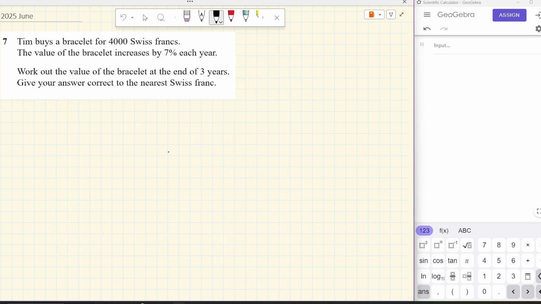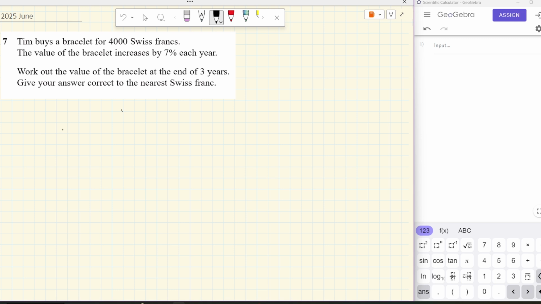Tim buys a bracelet for 4,000 Swiss francs. The value of the bracelet increases by 7% each year. Work out the value of the bracelet at the end of 3 years. Give your answer correct to the nearest Swiss franc. So it is increasing year by year. So it is compound interest.